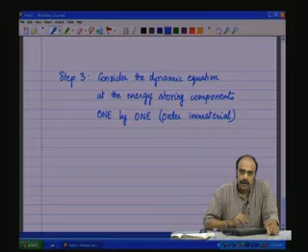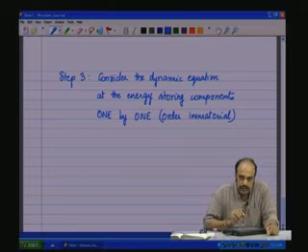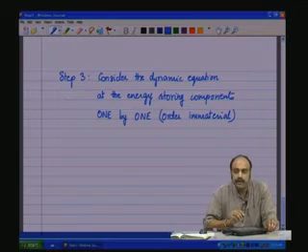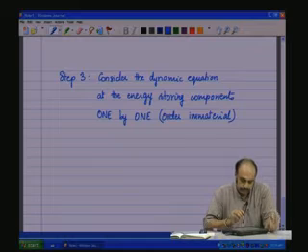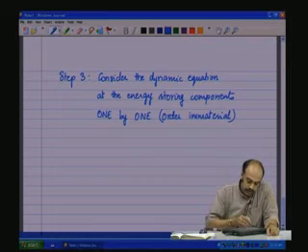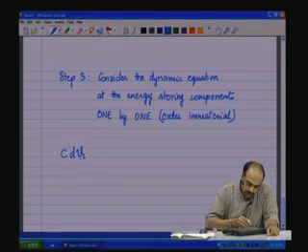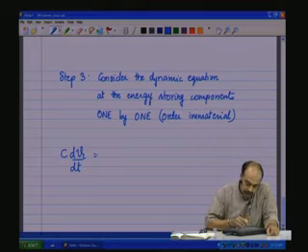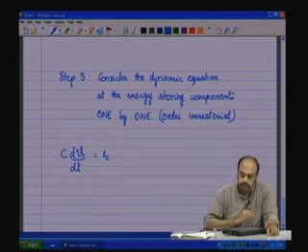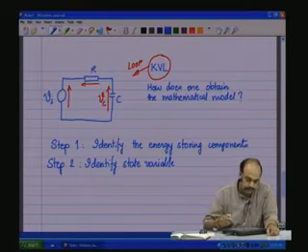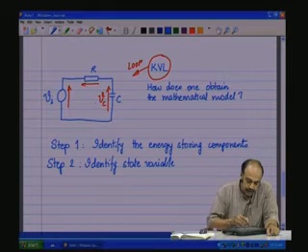So, in this case there is only one energy storing component, which is the capacitance. So, we need to look at the equation of the capacitors alone. The equation of the capacitance is C dVc by dt is equal to the current through the capacitance. So, if we look at the circuit here, we see C dVc by dt equal to the current through the capacitance.